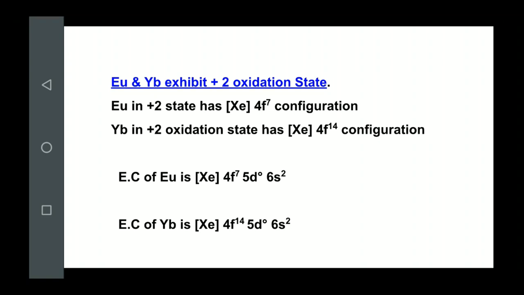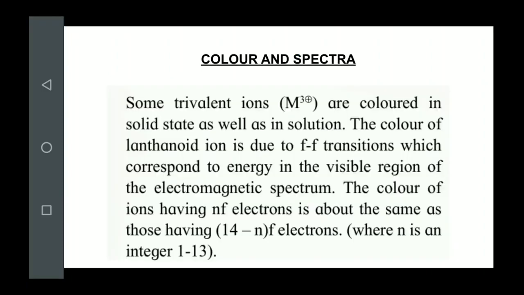And europium will have 4f7 configuration, which is exactly half filled, and ytterbium will have 4f14 configuration, which is a completely filled state of f orbital. So they will achieve extra stability by having exactly half filled and completely filled f orbitals. So that's why europium and ytterbium form a stable +2 oxidation state. The reason is given above, because they will have 4f7 and 4f14 configuration, which provides extra stability.